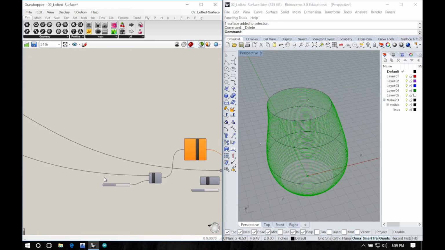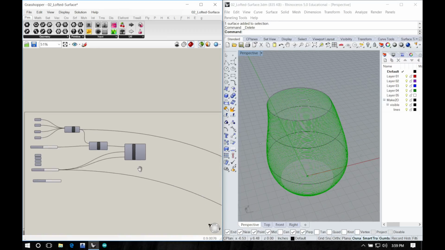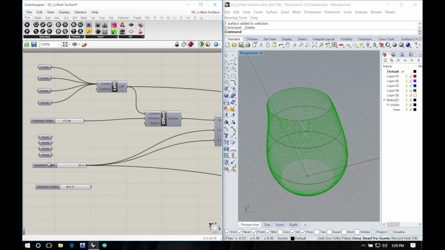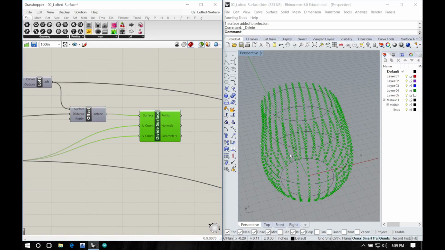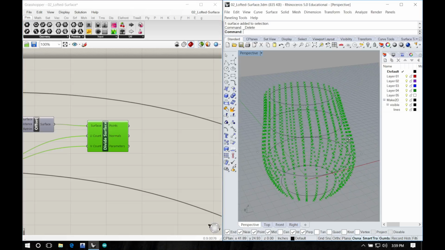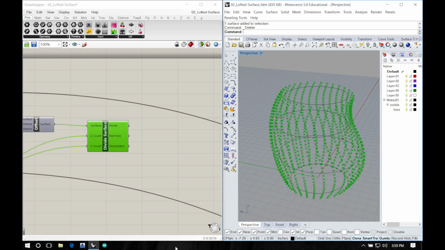So now I'm just going to go back to the beginning here to show you where we're at. We have our 4 original curves, our loft, our offset, our number slider, and our other number slider. So those are all going to remain important. We're going to use those to drive this Grasshopper script. But we're going to do some different stuff with the points that we get from our divide surface.